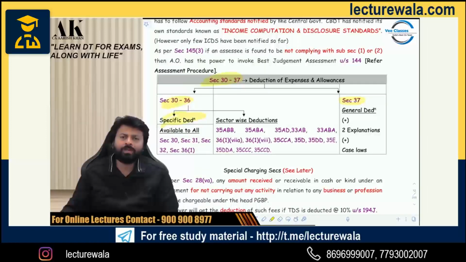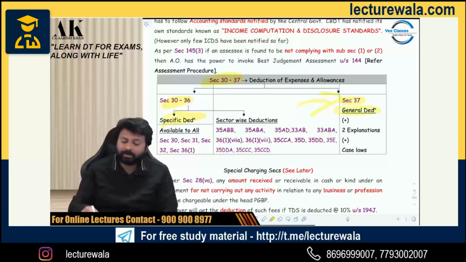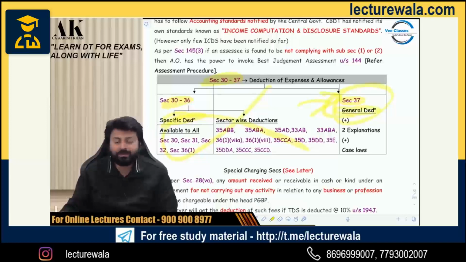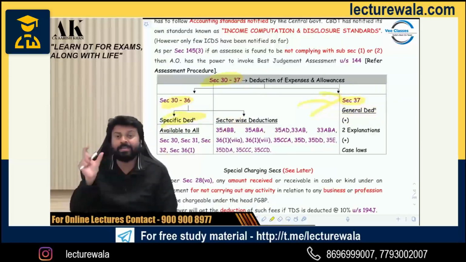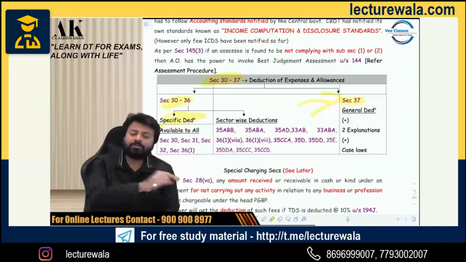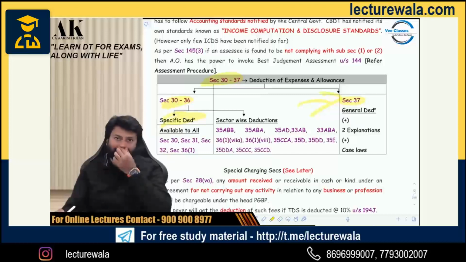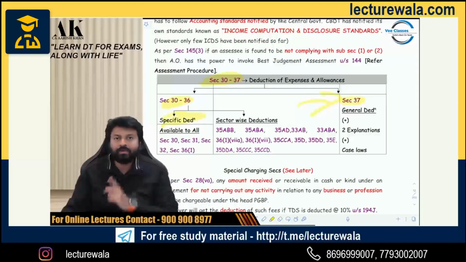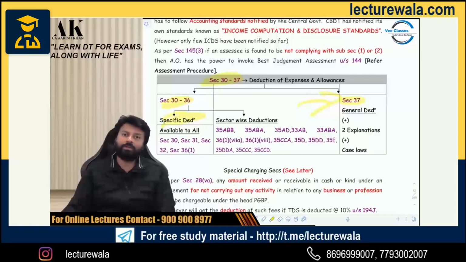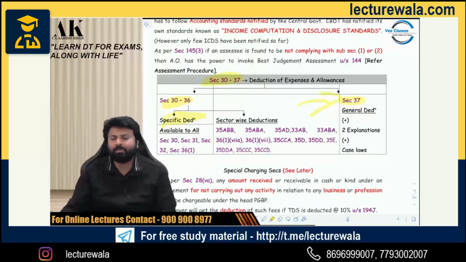But the government cannot give you an exhaustive list of all the expenses. So they have to stop somewhere, and where they stop, there starts 37(1). That is the general deduction. If your expense cannot be covered in the specific deductions mentioned by the government, then you have a last option. Last hope is 37(1). So first you have to check whether your expense is covered in 30 to 36 or not. If it is covered in 30 to 36, well and good. If it is not covered in 30 to 36, then go to 37(1).